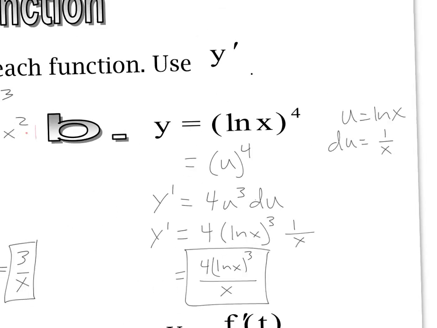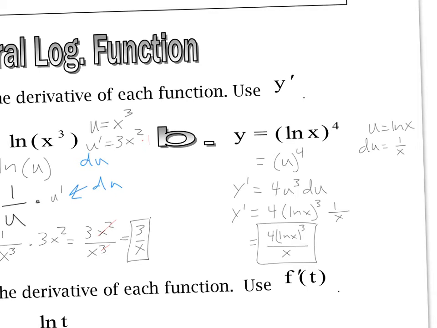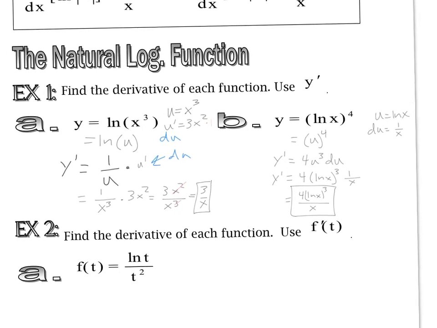Okay, I know it's a lot to think about, but really it's a pretty simple concept. You just got to remember that when you have a function inside a function, you're going to have to use this kind of chain rule is what it's called. But if you just use u substitution, it's really simple. Don't worry, we'll play with it a lot in class. Let's do a couple more here.